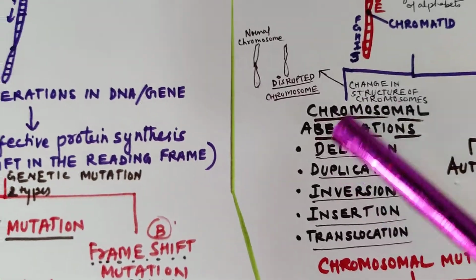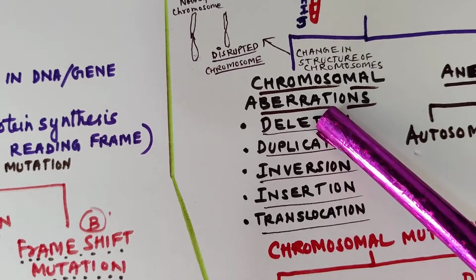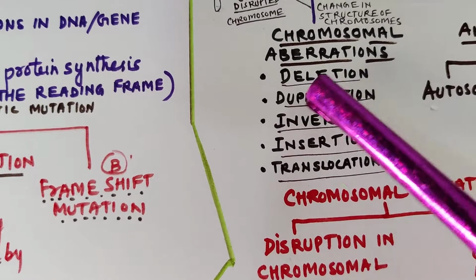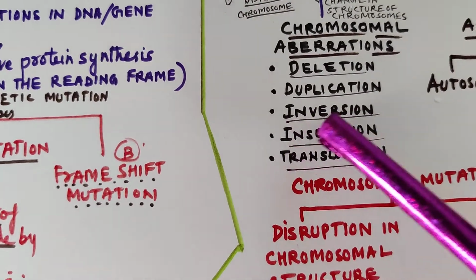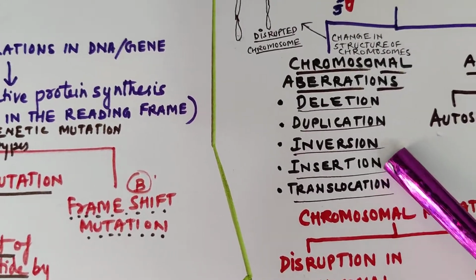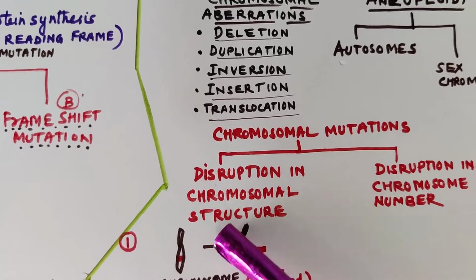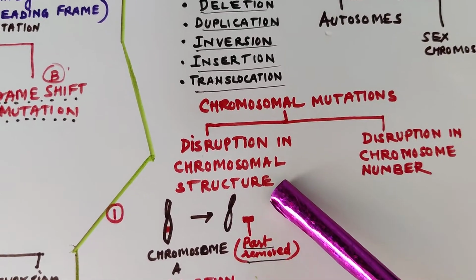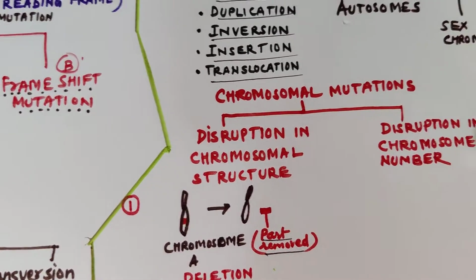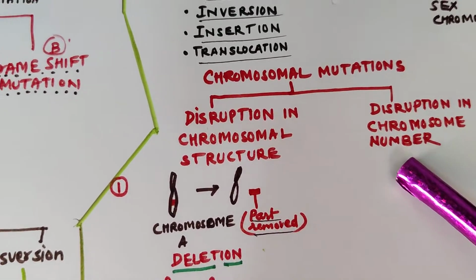It may cause some kind of disease, or may not. Disease can be there. Change in structure of chromosomes is called chromosomal aberration, which is of different kinds: deletion, duplication, inversion, insertion, translocation. From the names, the meaning of the word is clear. Chromosomal mutation takes place due to disruption in chromosomal structure. Also, disruption in chromosomal number takes place, and it is also chromosomal mutation, which is called numeric chromosomal aberration.